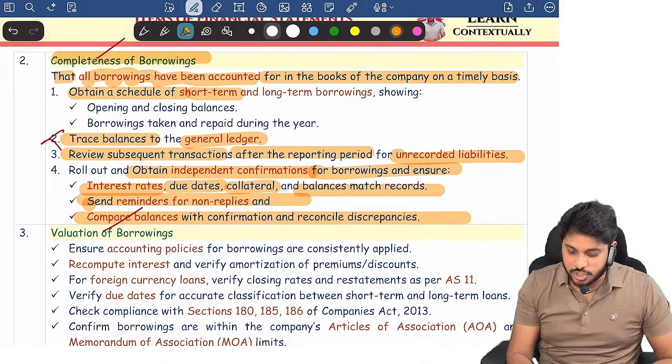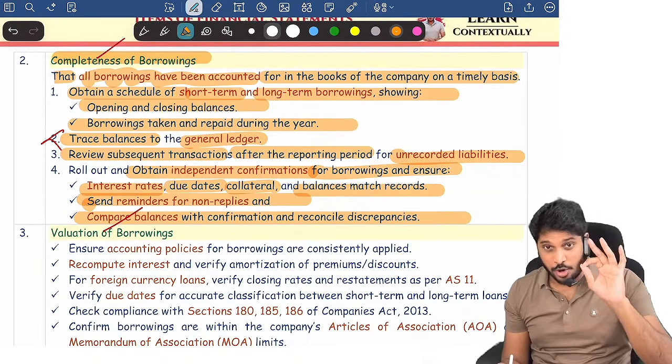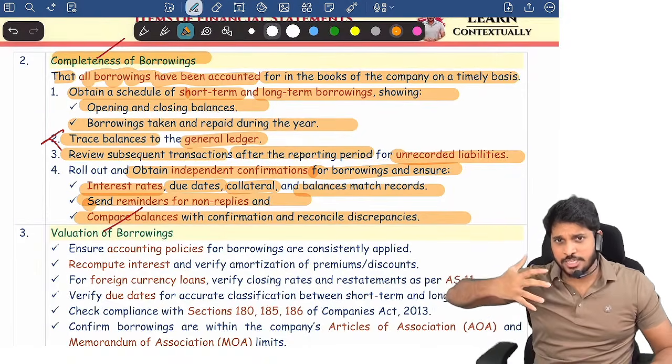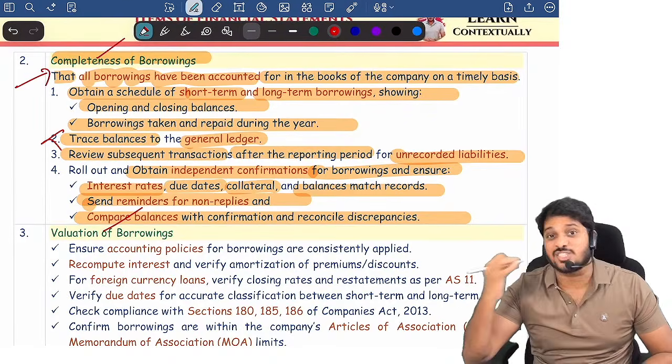Get a schedule of short-term and long-term borrowing showing opening balance and closing balance, and see whatever borrowings taken and repaid during the year. Pay attention to that. So get a list of all the borrowings, see whether they are all accounted correctly or not. So this is how we need to do completeness audit.